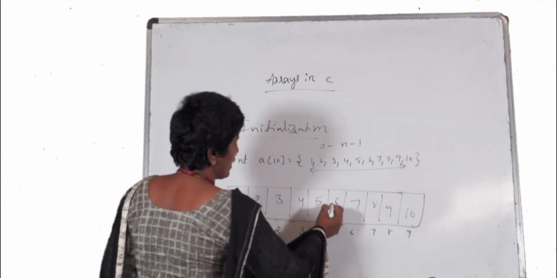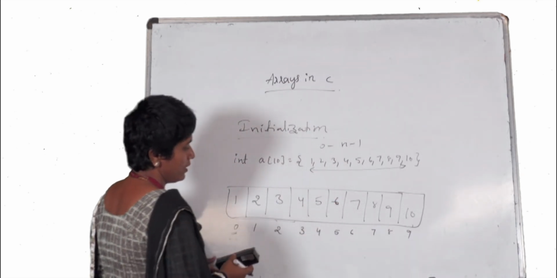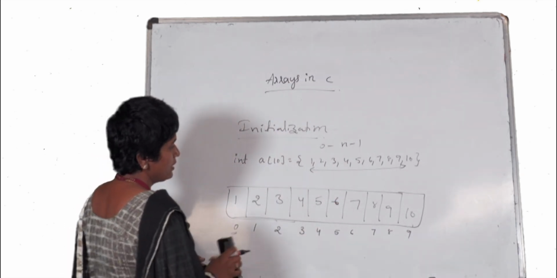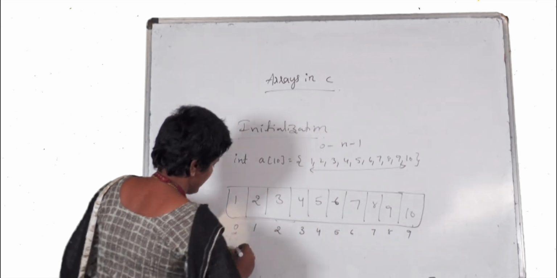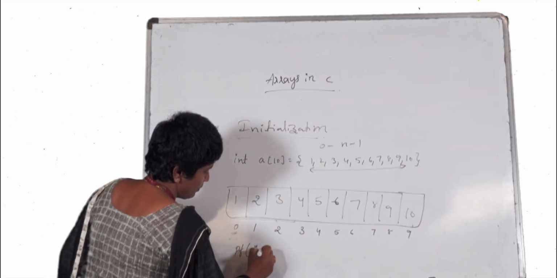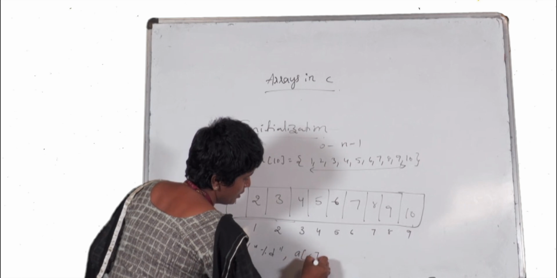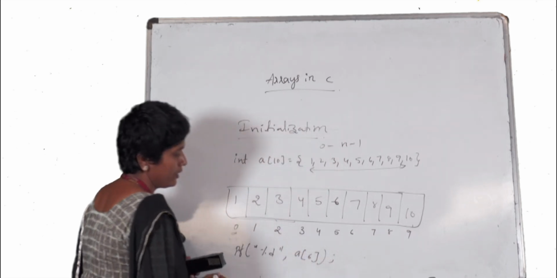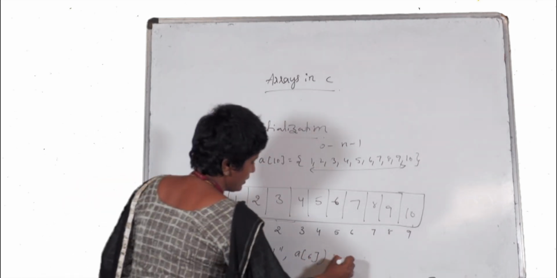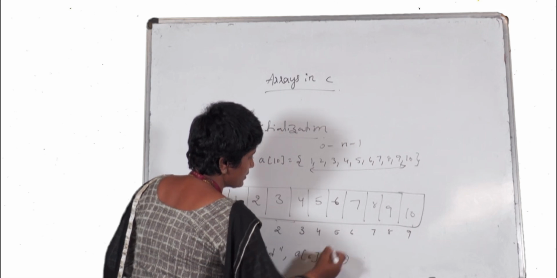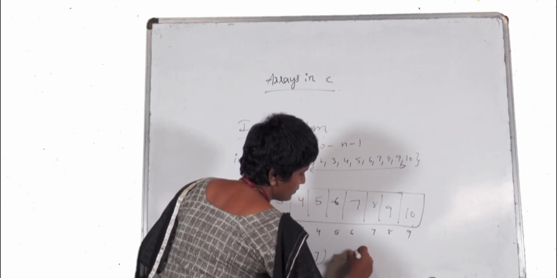Suppose I want to access a value, just give printf("%d", a[6]). In this way we can access the array elements. It will take the index number 6, that means the value 7.